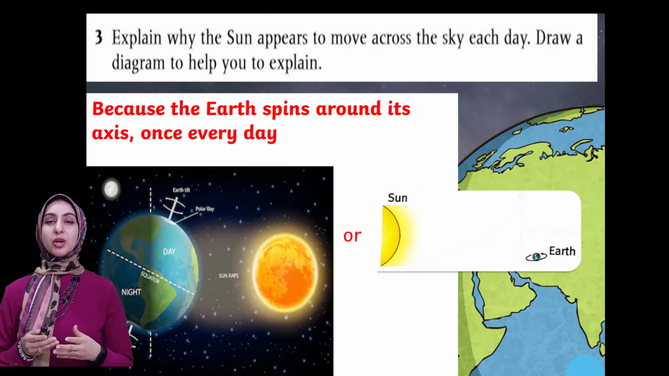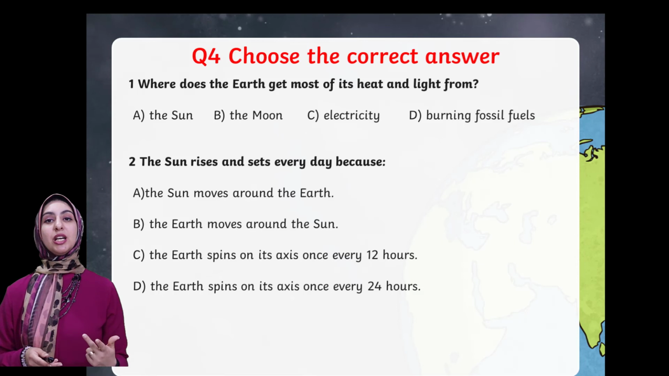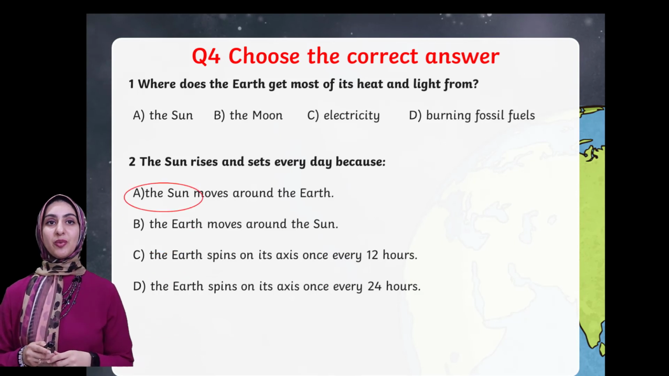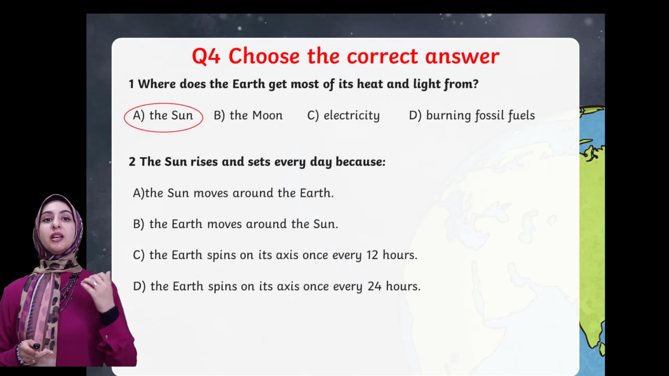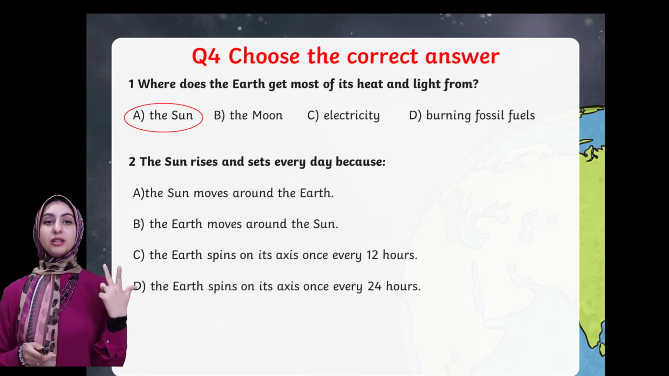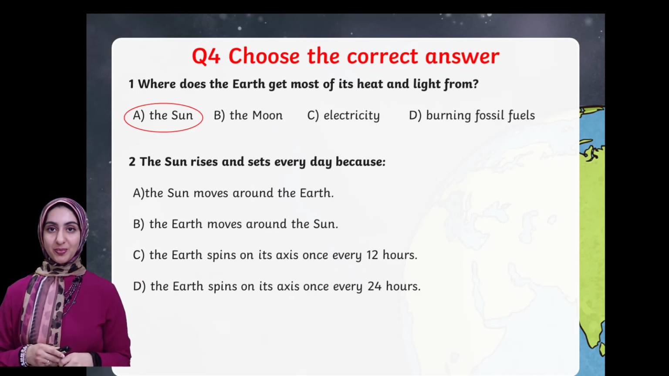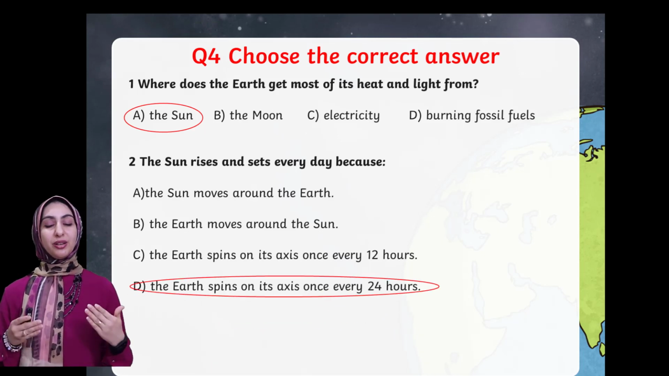Okay, question number 4, choose the correct answer. Where does the Earth get most of its heat and light from? The sun, the moon, electricity, burning fossil fuels. Yes, exactly, the sun. Okay, question number 2. The sun rises and sets every day because the sun moves around the Earth, the Earth moves around the sun, the sun spins on its axis once every 12 hours, the Earth spins on its axis once every 24 hours. Yes, of course, the last choice. The Earth spins on its axis every 24 hours.